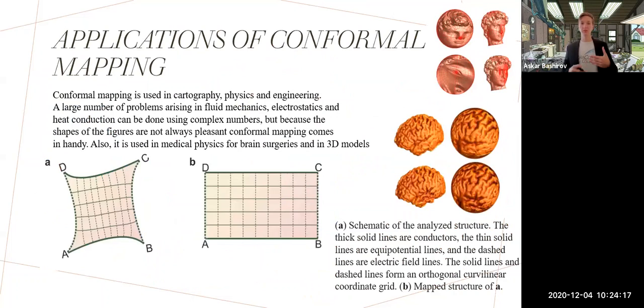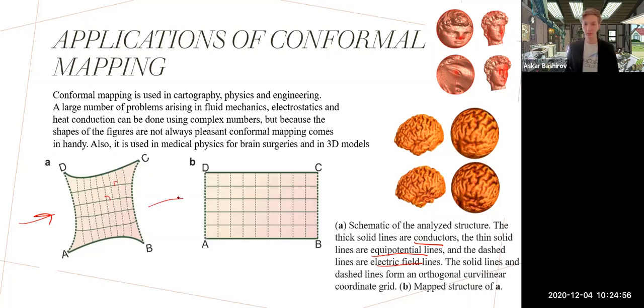So let's move to the applications. Besides being very interesting, it can be really applicable. Conformal mapping is used in cartography, physics, and engineering. There are a lot of problems in physics, engineering, fluid mechanics, electrostatics, and heat conduction. For example, here is a scheme of an electrostatic field: the fixed solid lines are conductors, thin solid lines are potential lines, and dashed lines are electric fields. So the angles are actually 90 degrees everywhere.